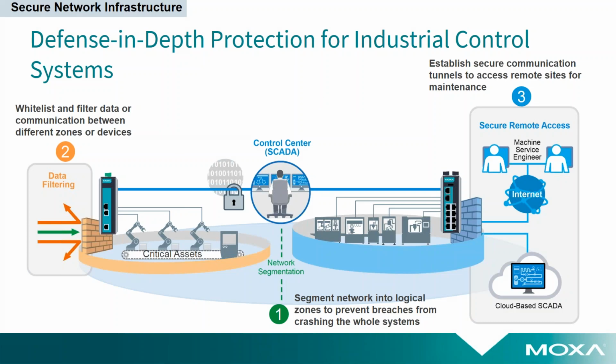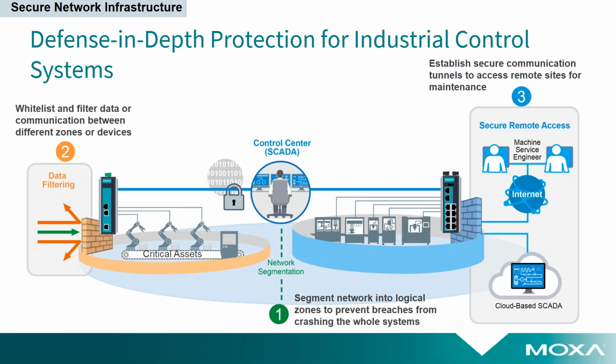When we're looking at secure network infrastructure, we're really looking at three things. We talked about segmenting the network so that, similar to a medieval castle, you've got the moat, the outer wall, the inner wall, and then the tower. So your critical assets are behind multiple defenses. Same idea here. Segment your network into smaller logical zones.